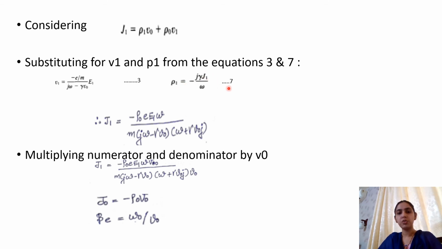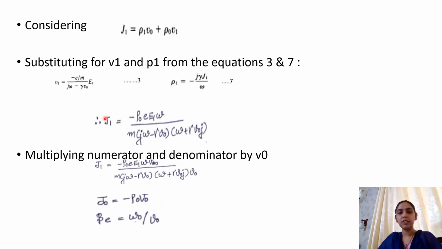Now we are going to use these two relations, that is equation 3 and equation 7, in our expression for current density J1. We have written the expression for current density J1 to be ρ1 V0 plus ρ0 V1. So we substitute equation 3 and equation 7 in our current density J1. What are we intending to find out? The convection current. I told you the convection current I will be approximated to the current density J since we are considering a uniform cross-sectional area.